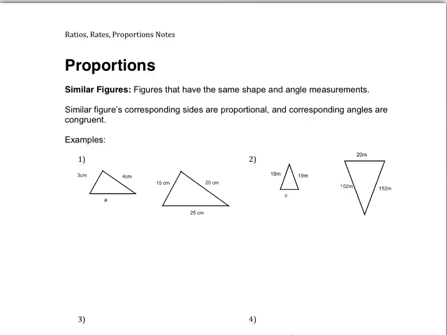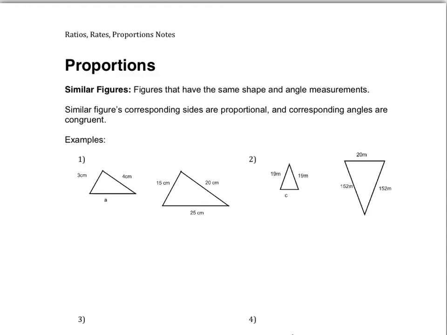Similar figures are shapes that have the same shape and angle measurements. Similar figures' corresponding sides are proportional, and corresponding angles are all congruent. That means that the shapes look the same, except they may be scaled to different sizes.